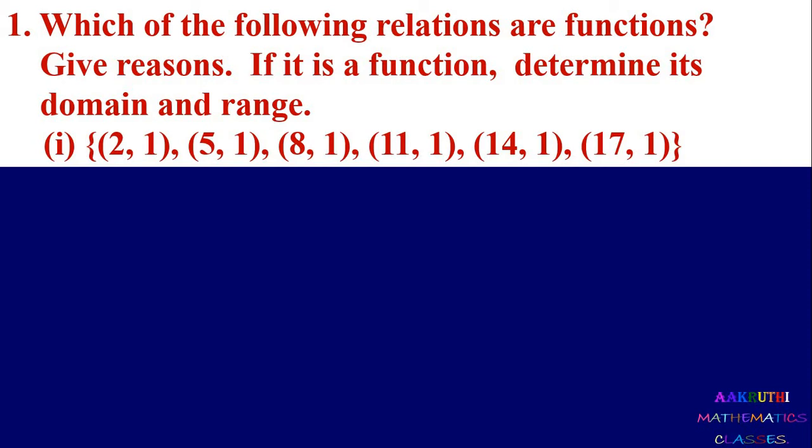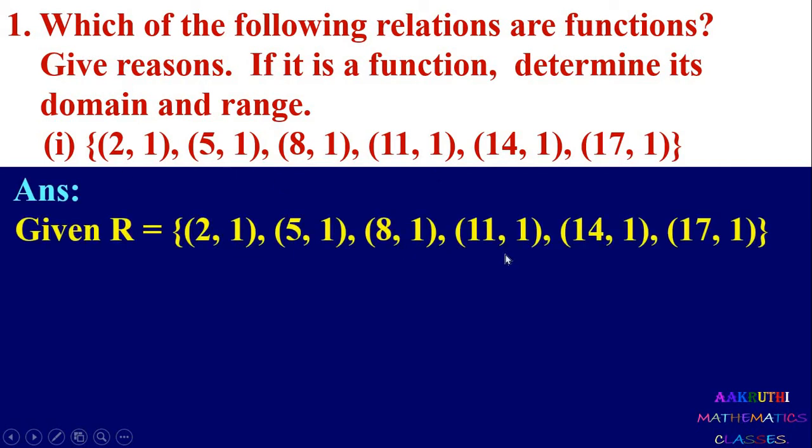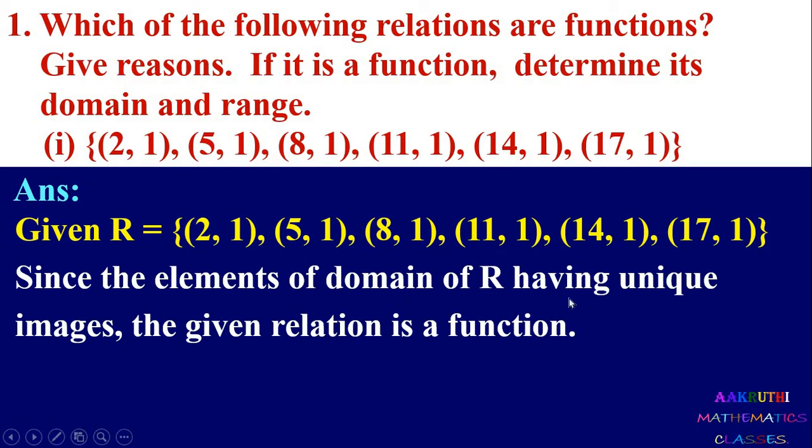Now consider the first one. The given relation is (2, 1), (5, 1), (8, 1), (11, 1), (14, 1) and (17, 1). Function means every element of the domain should have a unique relation. That is, 2 is related to 1, 5 is related to 1, 8 is related to 1, 11 is related to 1, 14 is related to 1 and 17 is related to 1. Here all the elements of the domain of R have unique images. Therefore the given relation is a function, as all the elements have only one relation.